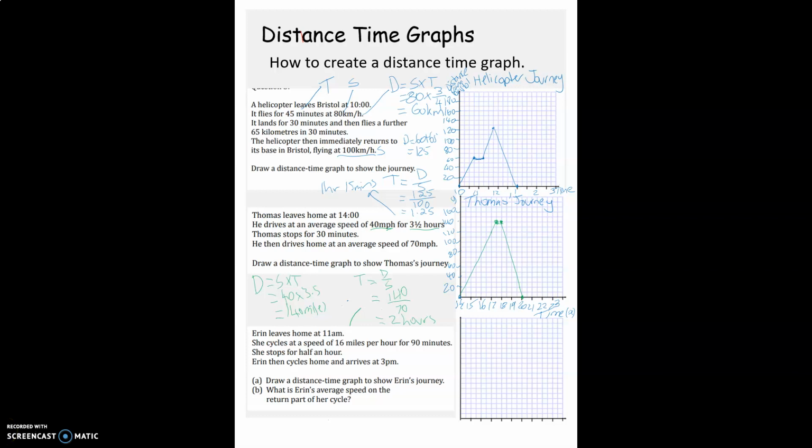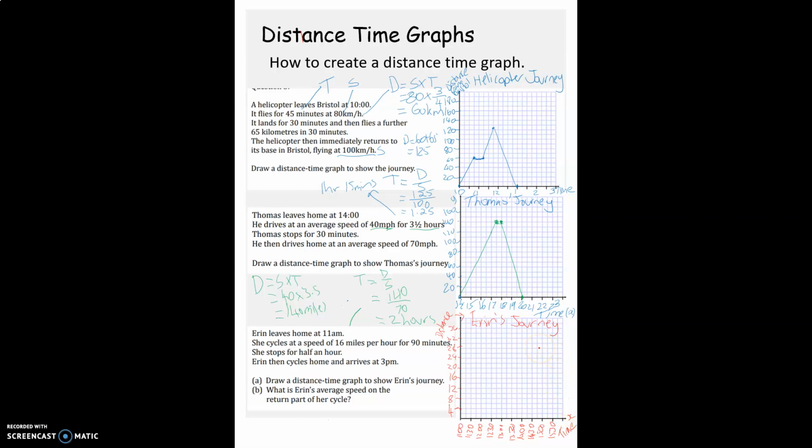Our final example is Erin going on a cycling journey. So the first thing you can do is put a title on your graph for Erin's journey, and then you can create your scaled axes with axes titles. So once you've got your scaled axes, in this case we've gone up in 4s on the y-axis for the distance, and then we've gone up in half an hour increments for the time on the x-axis.